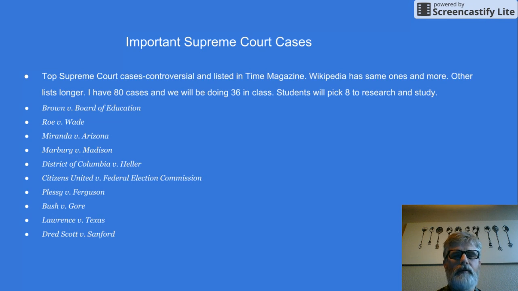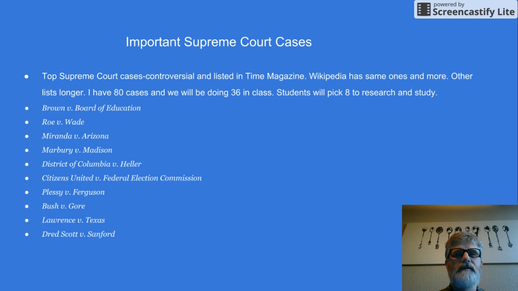3 of these were regarding slavery and blacks and civil rights. You have a criminal case with Miranda versus Arizona, Marbury versus Madison, which goes over basically judicial review. DC versus Heller is a Second Amendment case. Citizens United versus FEC is about money in politics, and giving money is a First Amendment right. Bush versus Gore, of course, was an election. Lawrence versus Texas is important symbolic speech.